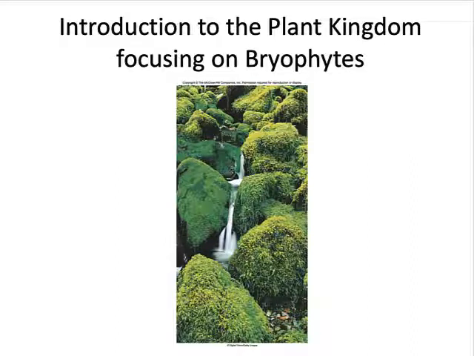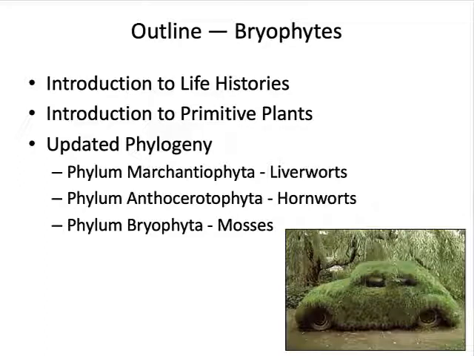Hello class, this is a review of Introduction to the Plant Kingdom focusing on the bryophytes. Let's get started. Your outline is as follows. First we'll do an introduction to life histories, which is to say how do plants use an alternation of generations life cycle. Then we'll say a few words about an introduction to the evolution of primitive plants. And then finally, I will present an updated phylogeny for the liverworts, the hornworts, and the mosses.